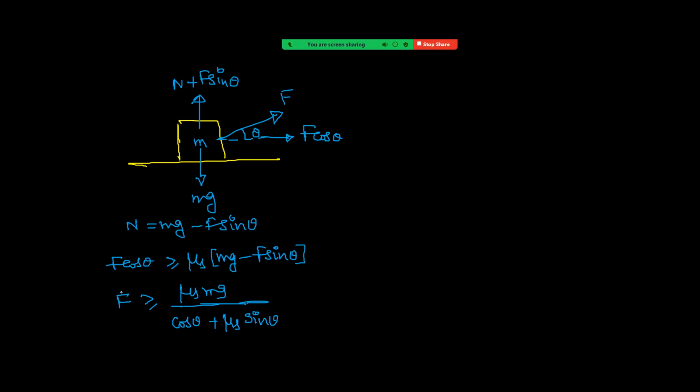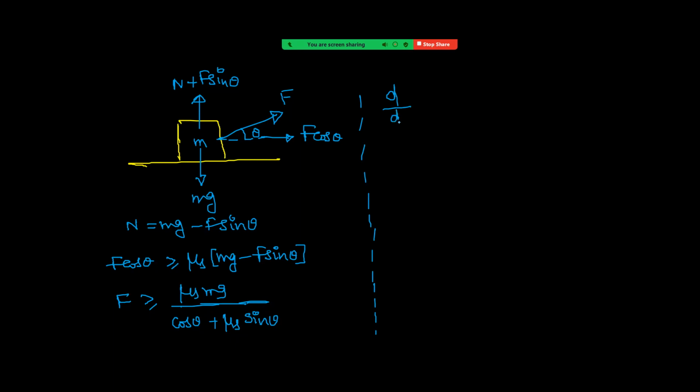Now the condition is that we have to apply the minimum force. We can see that mu s mg is a constant. Coming to the denominator, theta is variable. So by changing theta, we can change the F value. That means if we can maximize the denominator, then the total value becomes minimum. So to make it maximum, what we have to do? Differentiate it and make it equal to 0. This is what we have learned in basic maths while learning maxima and minima.